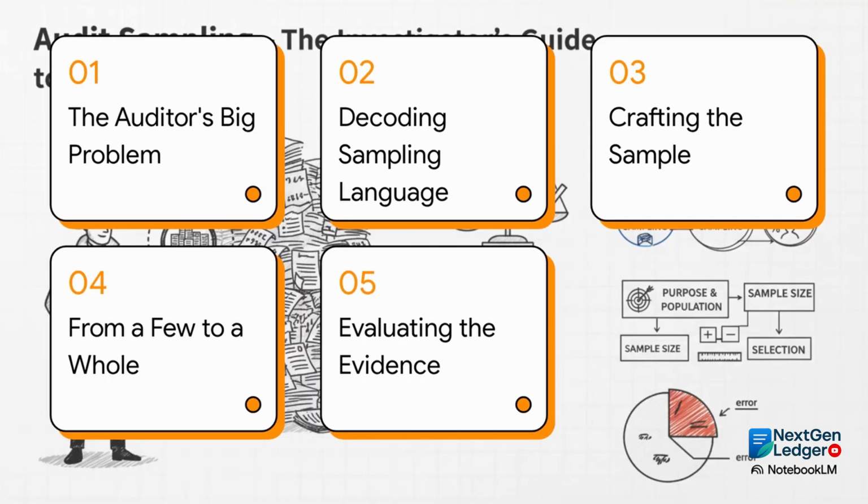So, here's our roadmap for this explainer. We're going to follow the investigator's trail, starting with the big problem itself. Then we'll decode some key lingo, figure out how to craft the perfect sample, see how we can go from just a few items to a conclusion about the whole thing, and finally, we'll evaluate the evidence.